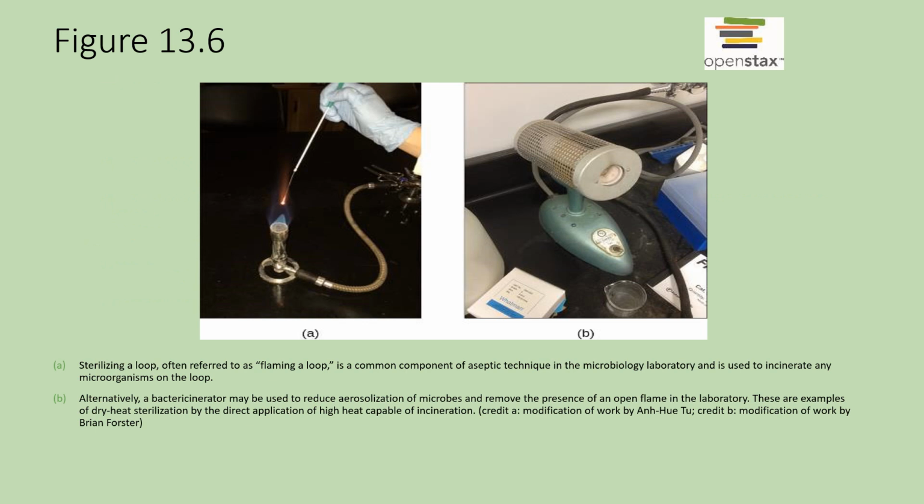So in this picture, in the first one here on the left, it shows you have a flame, and here is your loop, and you are flaming the end of this loop till it's nice and glowing red. That is incinerating or burning off anything that was on the end. That end of that loop will be sterile.